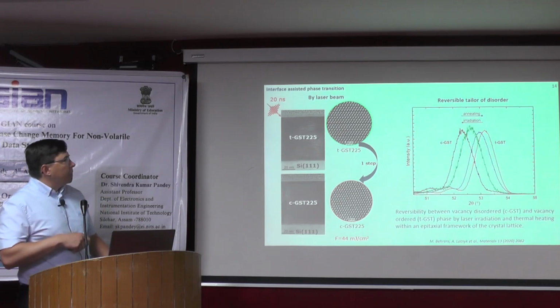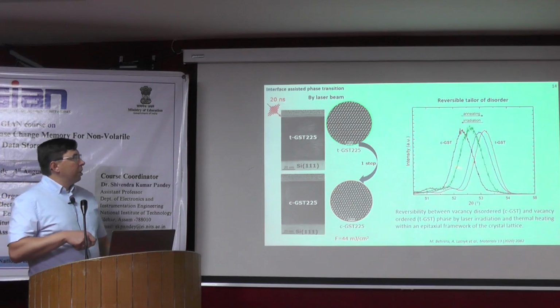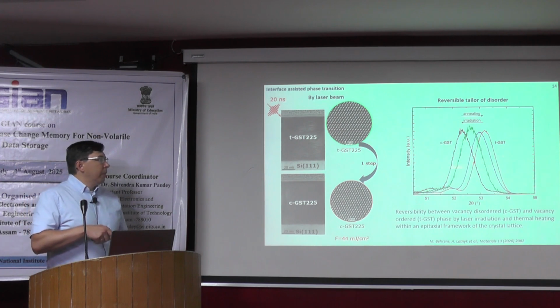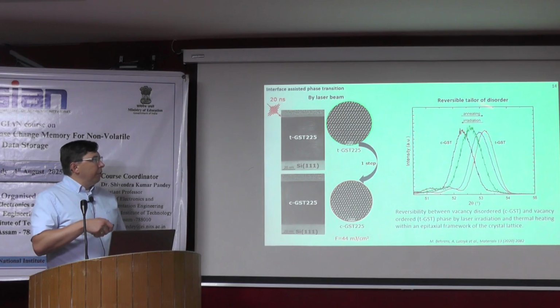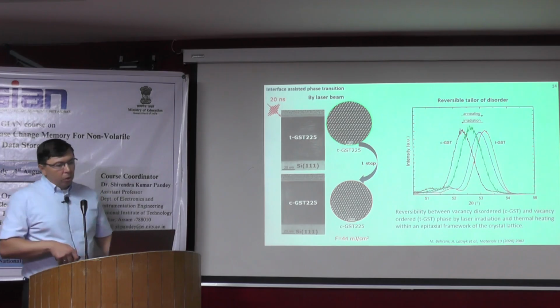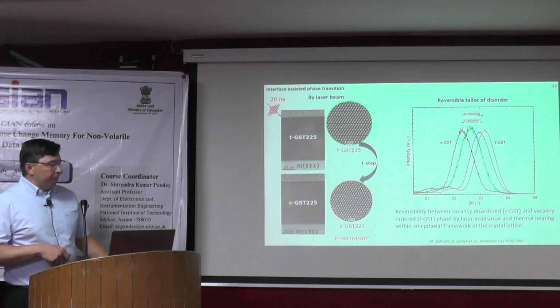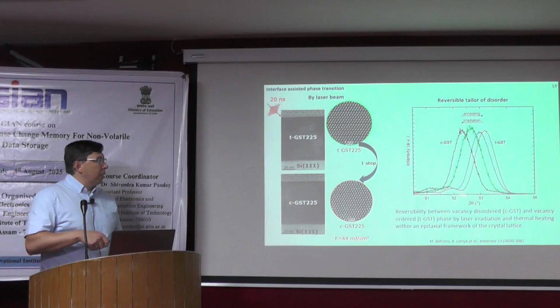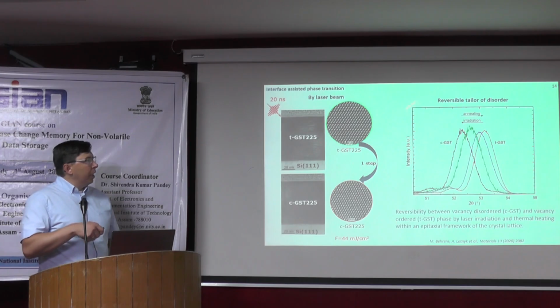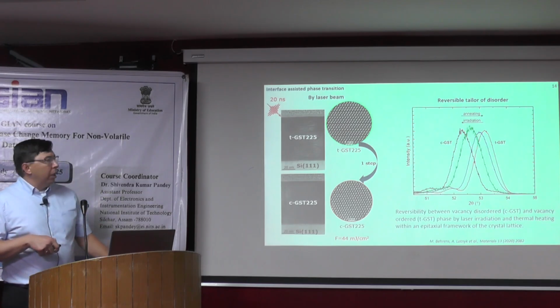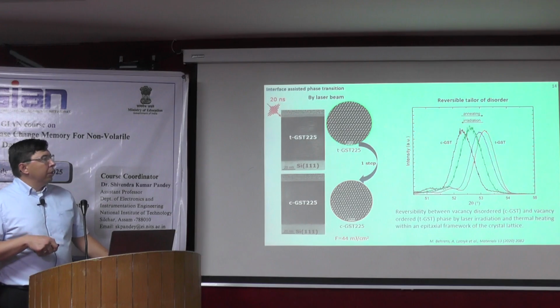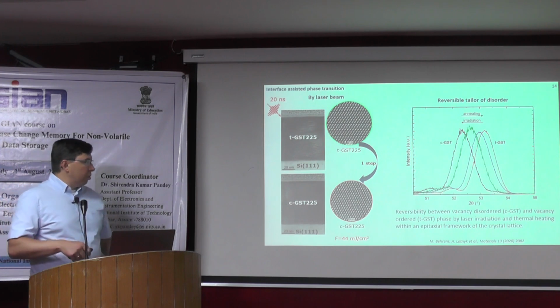If you want to go to the TGST phase, we can anneal or heat the CGST phase. Then we go through the different phase transitions, like the vacancy ordered phase and then TGST. And if you want to go back to the CGST, we use the laser radiation. So it shows some possibility of phase tuning by using heating and laser irradiation. And if you can realize this in a device, we can maybe use it for data storage, or optical data storage.